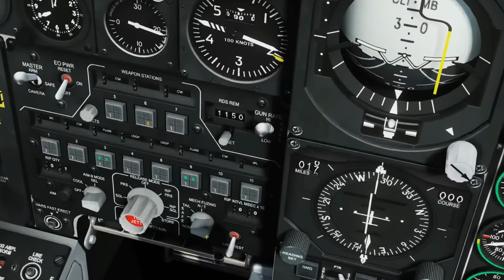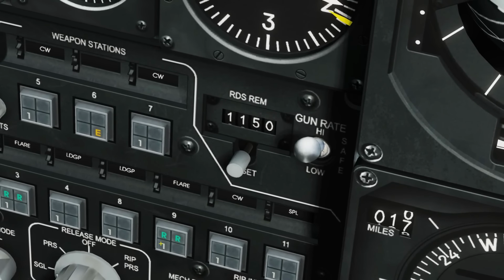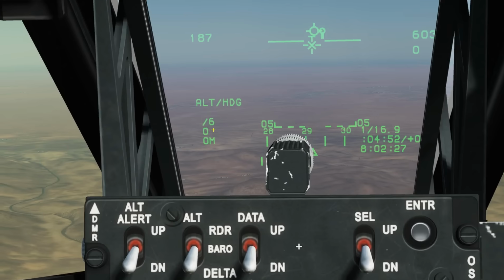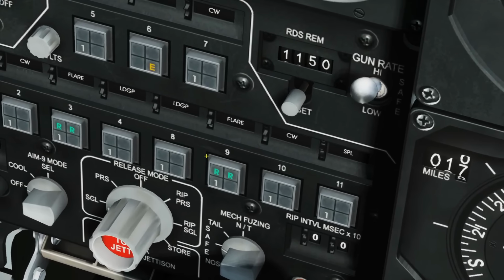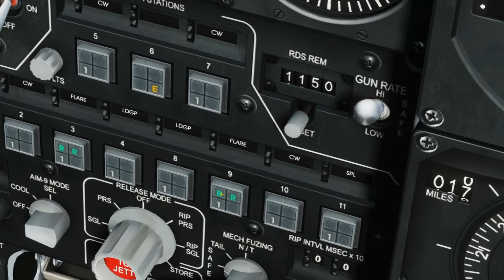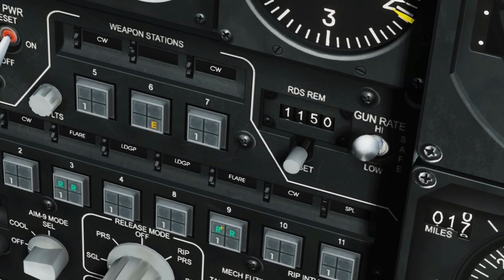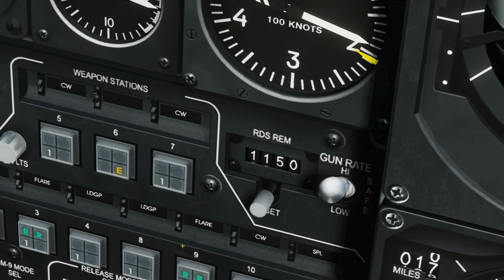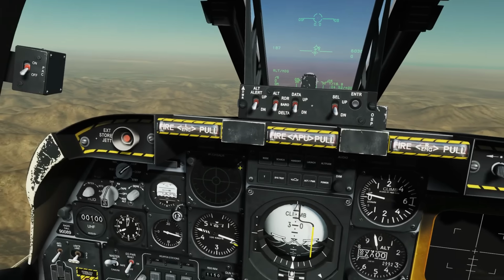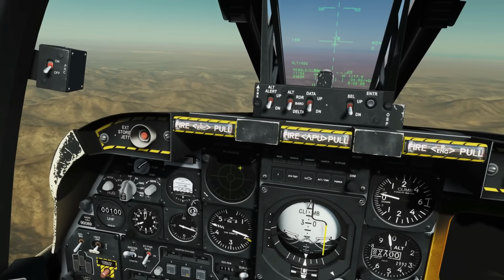Now, one thing to point out is, for instance, if we take pylon 9, we've currently got our Maverick selected. If we've got just one R shown here, then that is a single store on that rack. If we've got 2 Rs, then there are multiple stores on that rack, and there are multiple stores at the moment with these Mavericks. Now let me select a Rockeye.